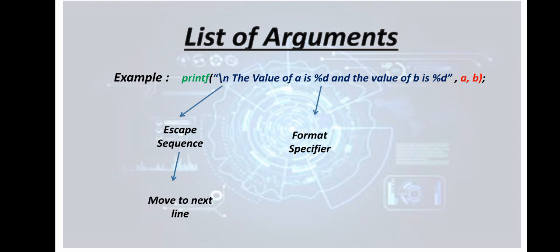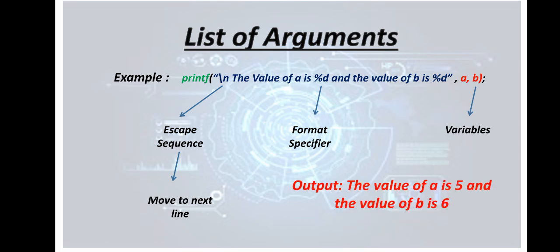%d is a format specifier, and this format specifier is used to represent integers. a is the first variable, so %d is representing this a. The second variable is b, and the value of b is %d, so this %d is representing b. a and b are the variables.